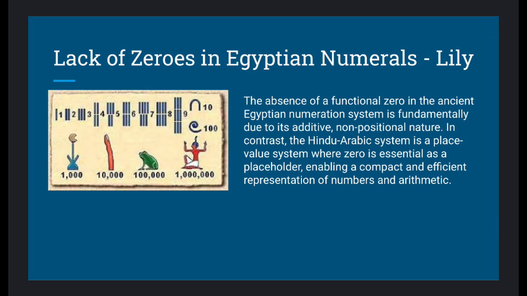For this slide, I will give insight into the absence of 0 within the Egyptian numeration system and how the Hindu Arabic system implements that. The absence of the functional 0 in the ancient Egyptian numeration system is fundamentally due to its additive, non-positional nature. In contrast, the Hindu Arabic system is a place value system where 0 is essential as a placeholder, enabling a compact and efficient representation of numbers and arithmetic.